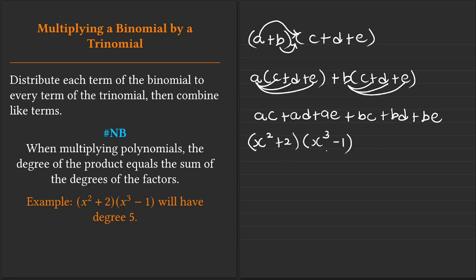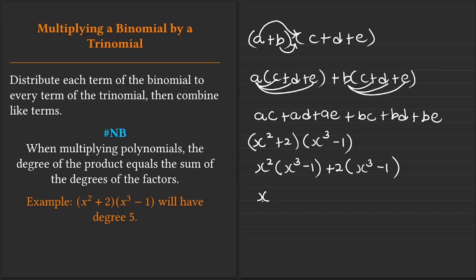Applying the distributive law, this x squared multiplies this whole bracket, and then the 2 also does the same. So we have x squared multiplying x cubed minus 1, and then our positive 2 also multiplies x cubed minus 1. So x squared multiplies x cubed, and then also multiplies our negative 1. 2 multiplies x cubed, then it also multiplies negative 1.